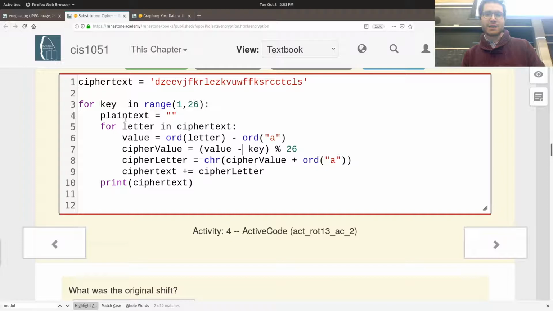So I'll do that here. All I did was change this to minus. It will still be 0 to 26 because of the way Python works. So we'll take the value. Let's change the value names. Plain value is equal to value minus key. Plain letter is equal to the plain value plus the ORed. All I'm doing is changing cipher to letter and changing that plus key to minus key.